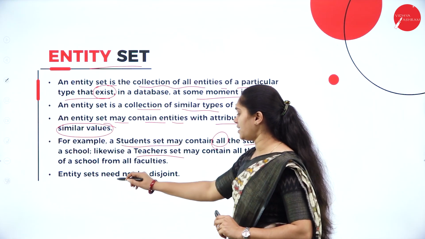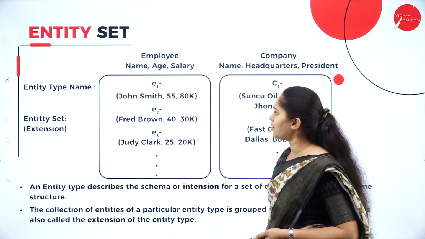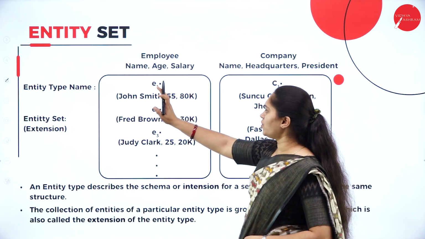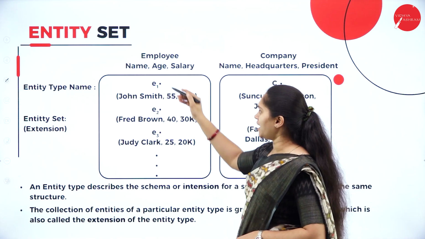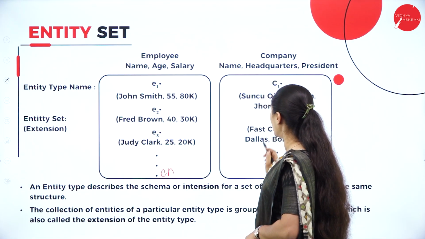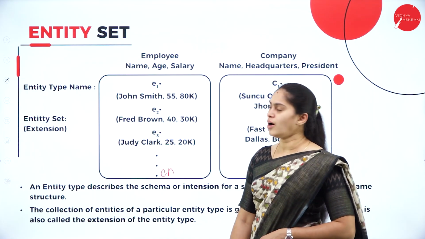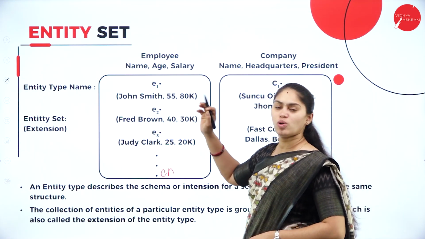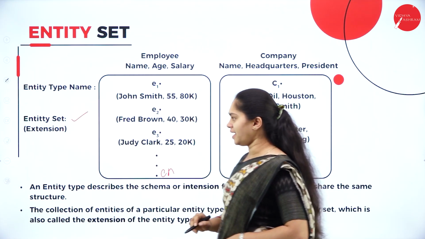And this entity set need not be just disjoint. We'll see the example here. We have two entity types here, employee and company. Employee consists of employee 1 up to employee n. In the same way, company will have company 1 to company n. So every entity will have its own attributes with values, and here we have an entity set.